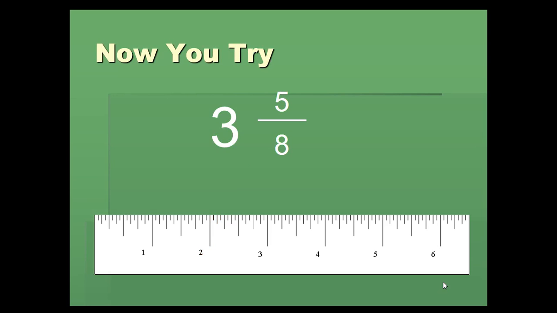Now you give one a try. If you need to pause the video, go ahead, figure out where 3 5/8 on the ruler is going to be, and then continue to play the video to see if you were right.